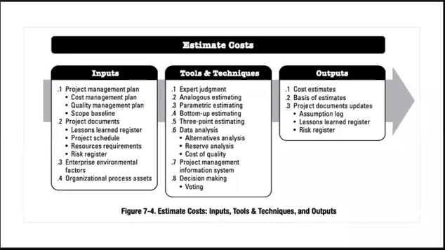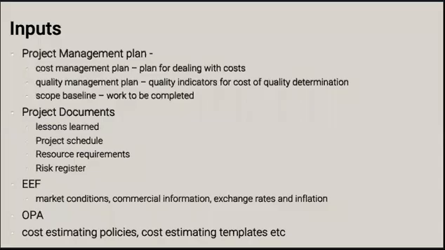So the inputs into estimating costs are as follows. We have the project management plan, and that includes the cost management plan, the quality management plan, and also the scope baseline. The cost management plan will essentially tell us how we are supposed to deal with estimating the cost, what kind of technique and procedure we're going to be using. The scope baseline is going to tell us the details of the boundaries of the project.